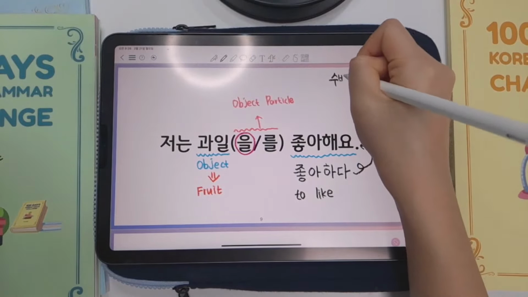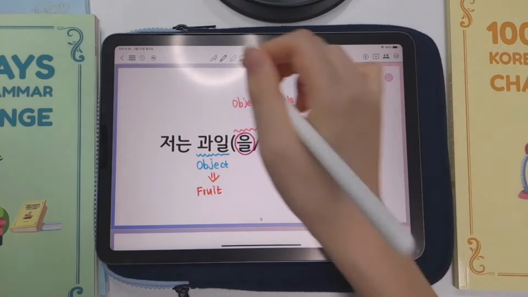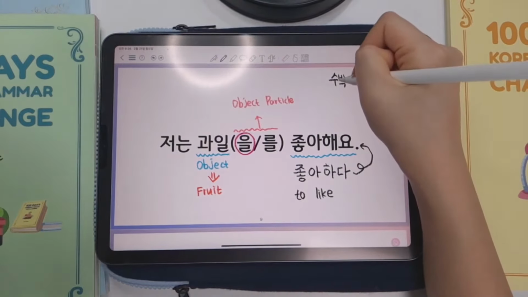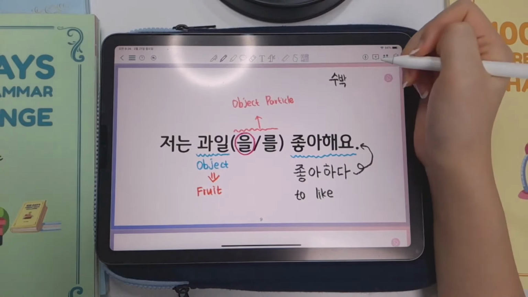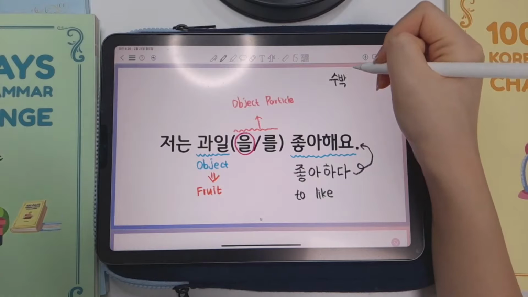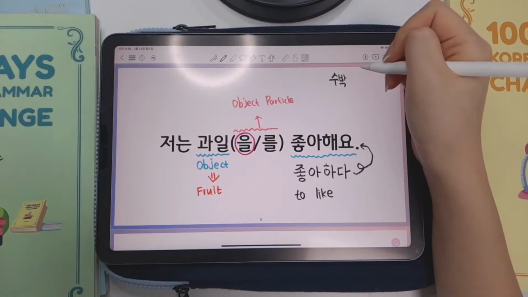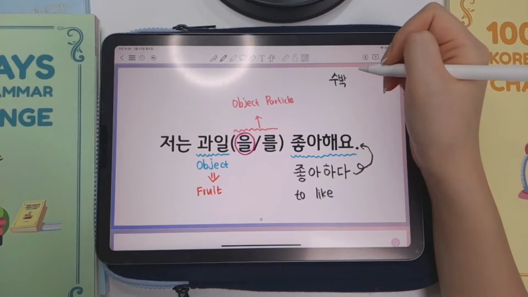수박. But do you guys know that? I didn't know, but 수박 is not a fruit. A dictionary said 수박 is a kind of plant. Vegetable. I was really surprised.